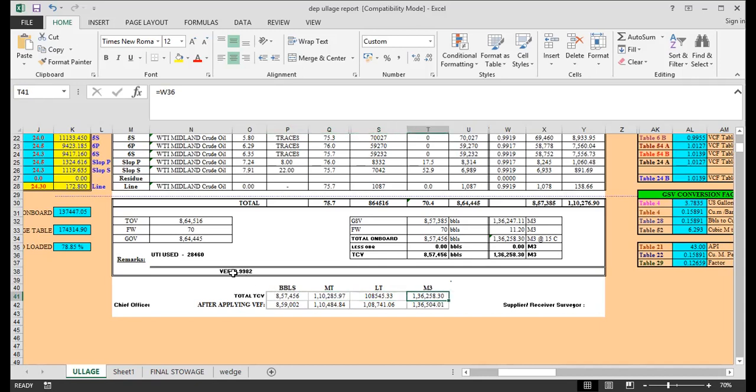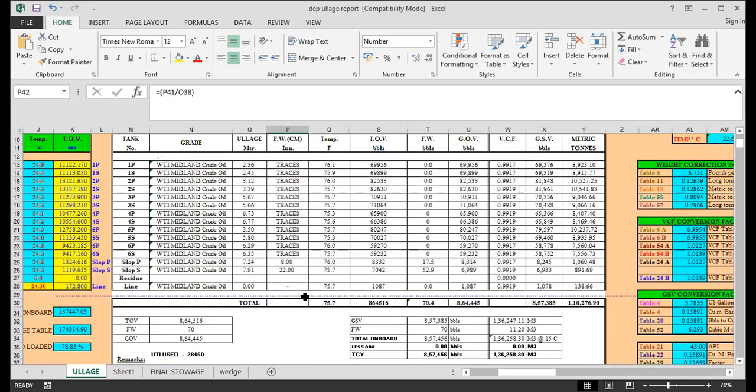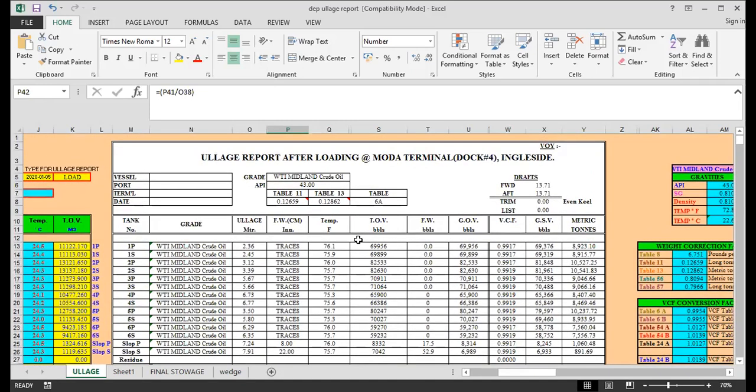And you have the VF, which is 0.9982, calculated over an average of 20 or 10 voyages. You will divide this total corrected volume by VF, and you will get your figure after applying VF. This figure is used for comparison with the shore figures after applying VF. So basically, gentlemen, this is how we make calculations on a tanker.